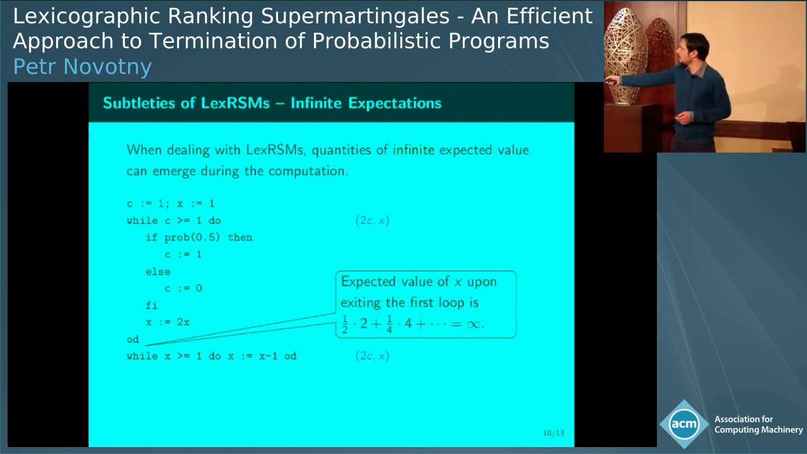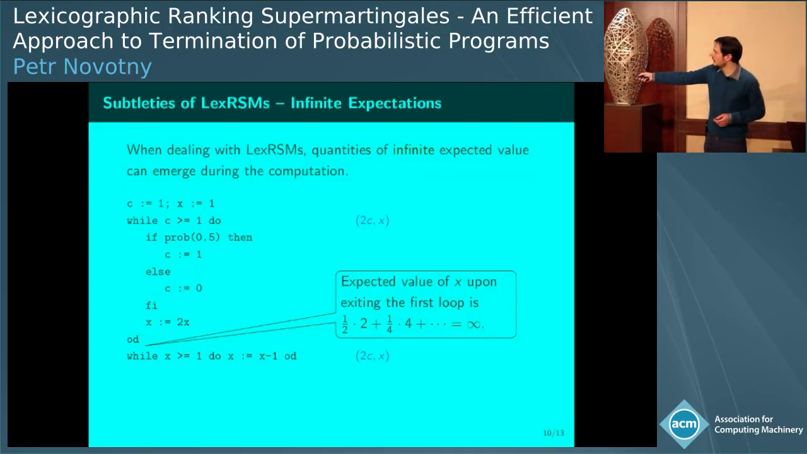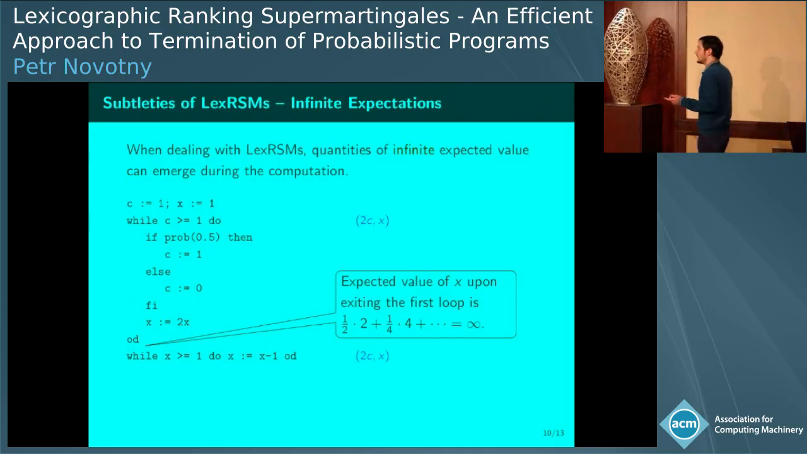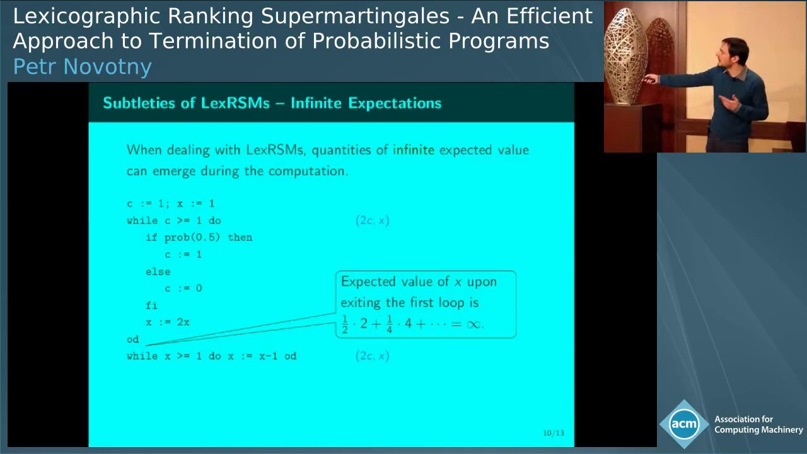But what is interesting is that the termination can be proved, for instance, by using this simple linear Lex RSM. And note that the value of this variable x provides one of the components of this Lex RSM. And this shows basically two things. So the first thing is that when proving that these Lex RSMs provide a sound proof rule, we cannot really look just at expectations of these components, because here at this point the expectation of x is infinite, and how do you prove that something of infinite expected value eventually decreases to 0? So what we need to do instead is to do some more precise bookkeeping of distributions of these individual components.